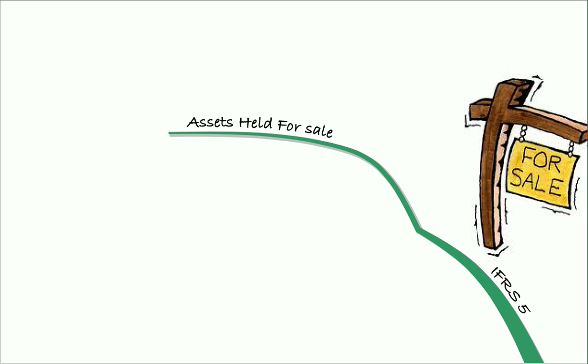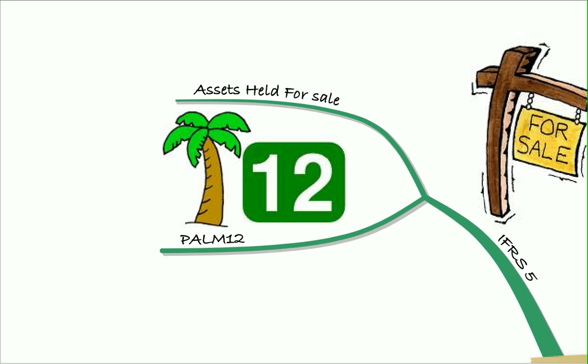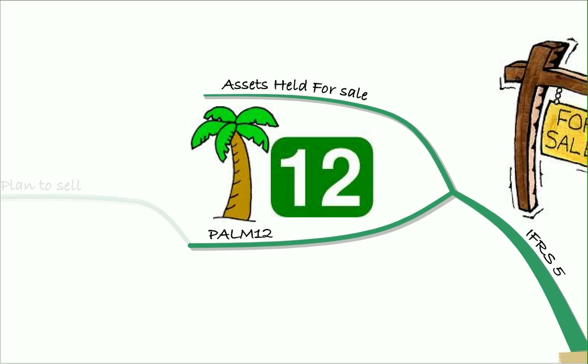Looking at assets held for sale firstly. Now, assets held for sale, if we have any that meet the criteria, then we have to show them separately in our statement of financial position. So the criteria that they will have to meet is the PAM 12 criteria.